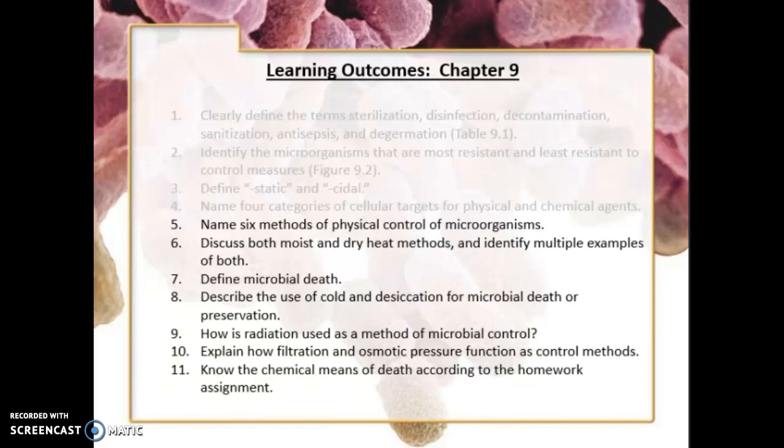So you've got the 6 methods of physical control of microorganisms, which include heat, which is moist and dry. I'd like you to be able to define microbial growth and understand the use of cold and desiccation for microbial death or preservation, or just simply halting bacterial growth or metabolism. How is radiation used as a method of microbial control? And then understand filtration and osmotic pressure to an extent as control methods.